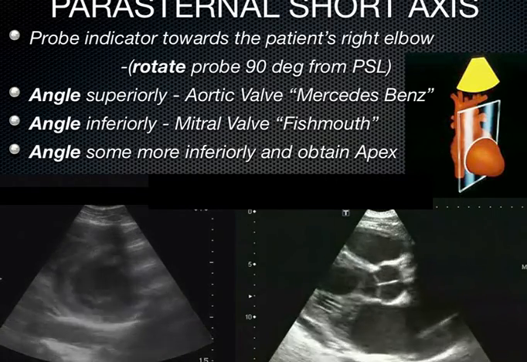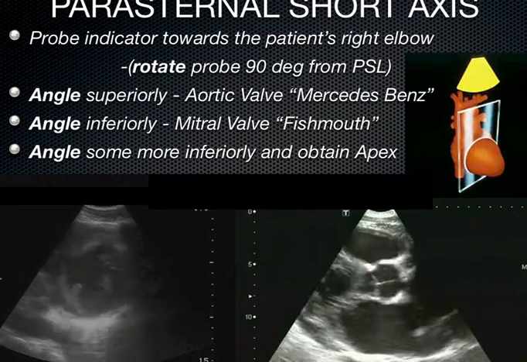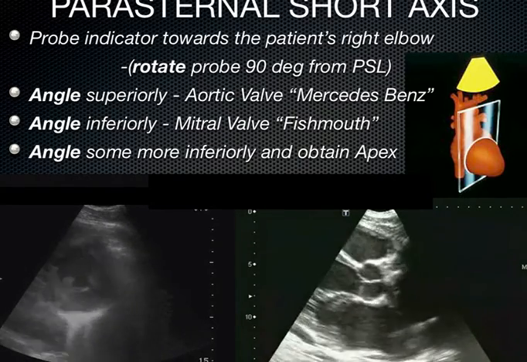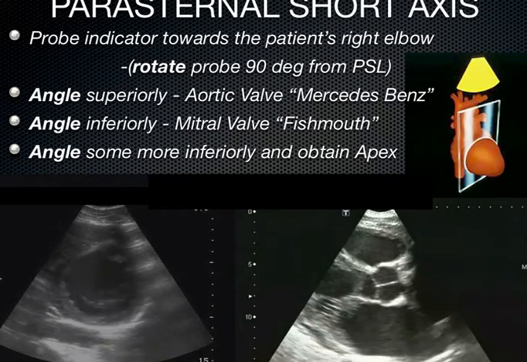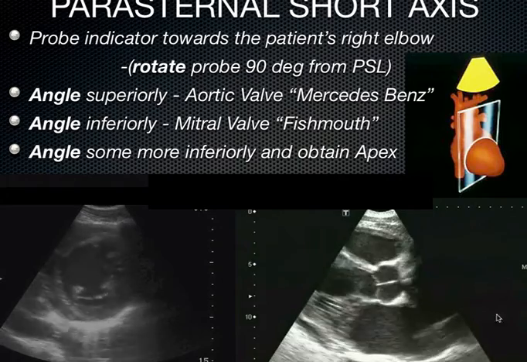Now, to move into the parasternal short axis, what you do is go 90 degrees from the long, and you get into the short. All you need to do is rotate the transducer from the left hip over to the right hip. And then you'll see the short axis.